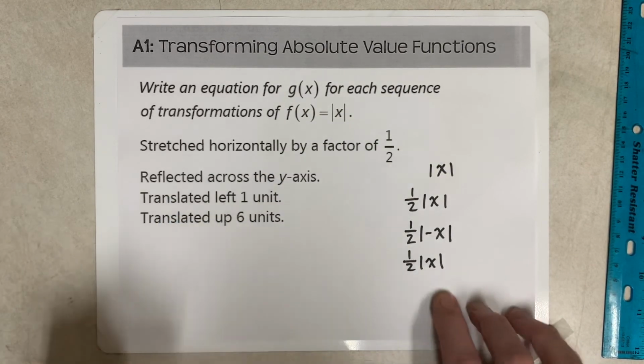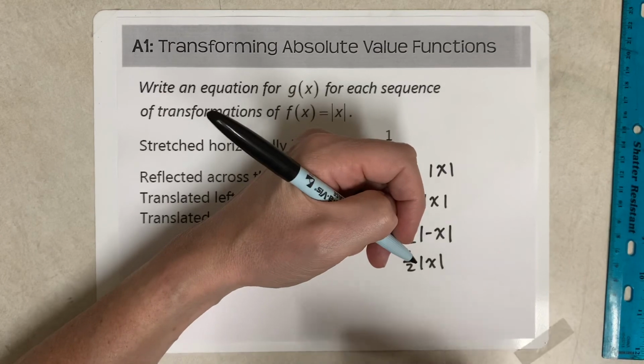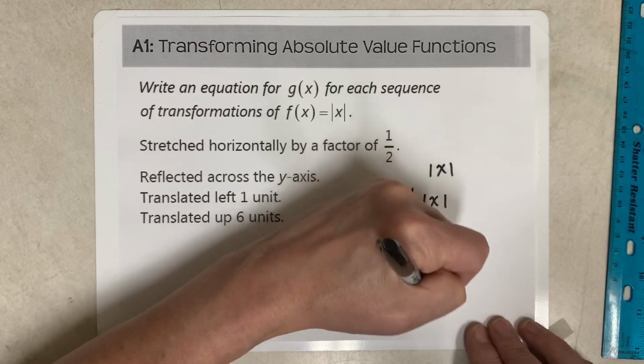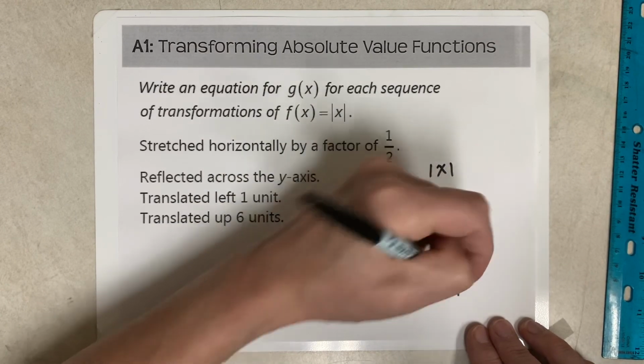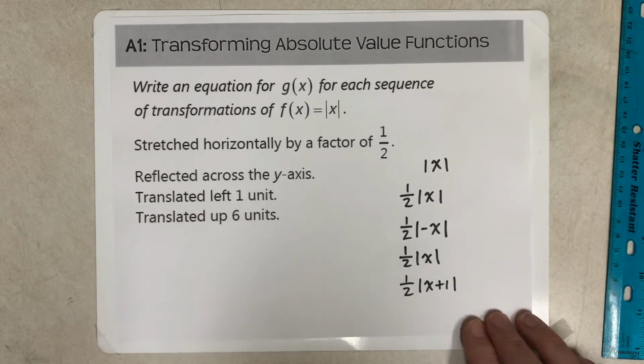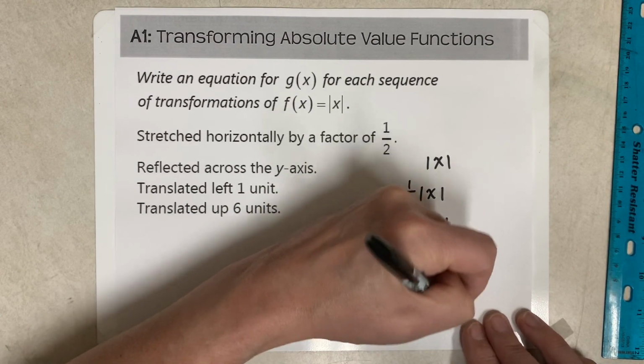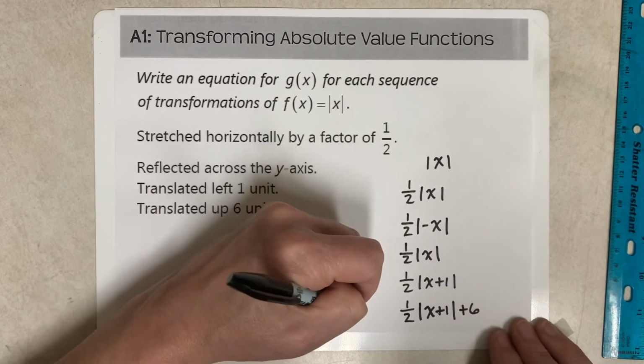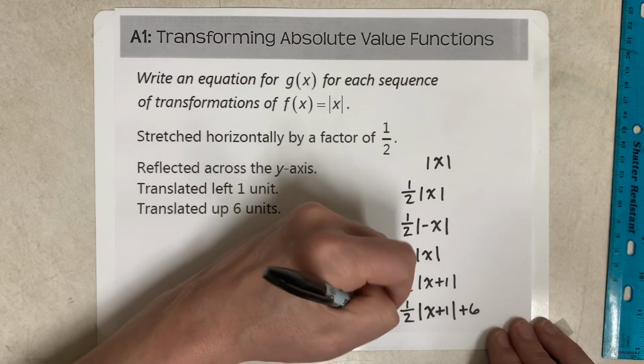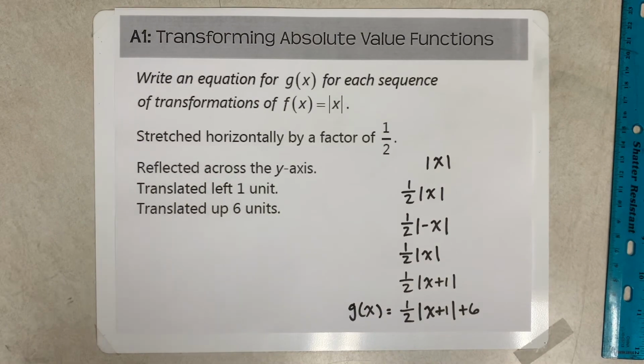Translate left 1 unit. So if we're going to go to the left, we have to add x plus 1. And then up 6 units, we're going to put a plus 6 at the end. And a g of x equals. And that should be the correct answer for that one.